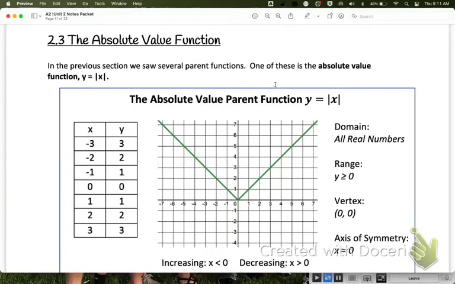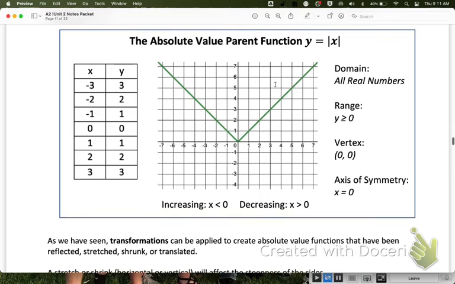In these next couple of sections, we're going to dig a little bit deeper into some of the parent functions that we've been studying a little bit more generally. So we've already talked a lot about linear functions in our previous classes. So we're going to talk first about the absolute value function. And so we know that the absolute value function is y equals the absolute value of x.